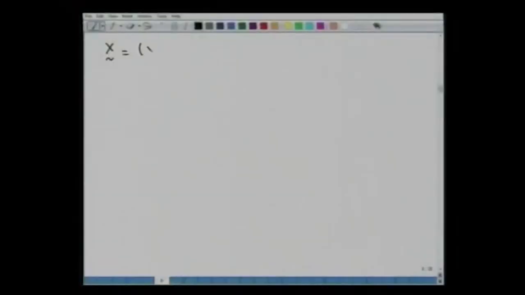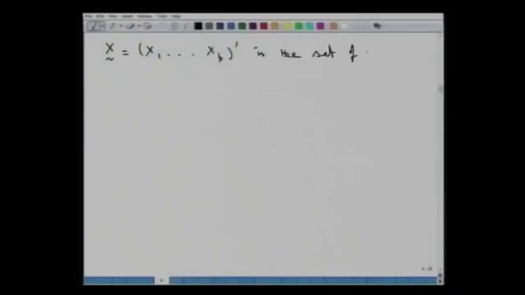Right? This random vector x that we had defined, comprising of these p elements x1, x2, xp, is said to be a set of independent random variables. Independence defined by statistical independence is a set of independent random variables if we have the joint probability mass function or the joint probability density function given as a product of the respective marginal probability mass functions or the marginal probability density functions.